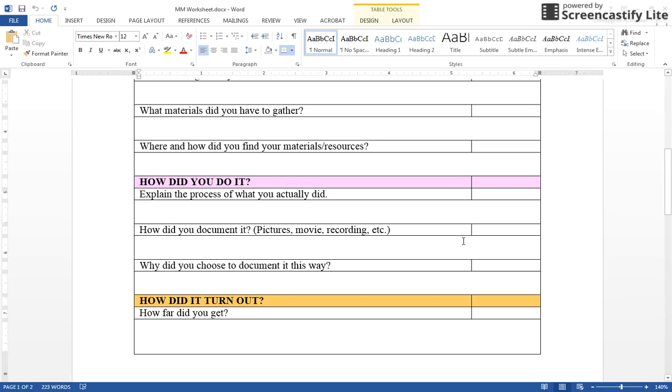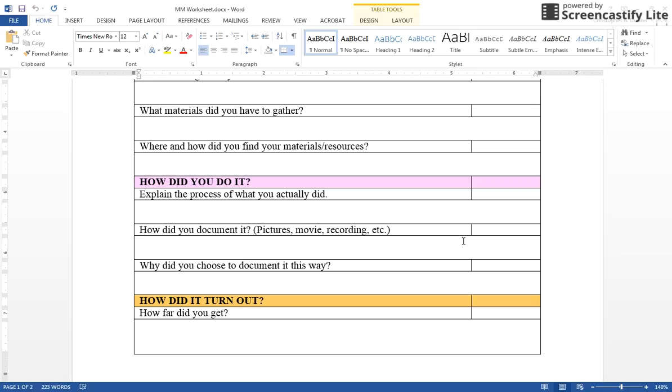In the next section, how did you do it? Explain the process of what you actually did. Basically, just give us the steps of what you did. Using the painting situation again, you got your canvas, you got your brushes, you carved out some time on a Saturday, you set everything up, you painted, and you used an image to base your painting off of. Just walk us through the general process of completing the idea that you had in mind.